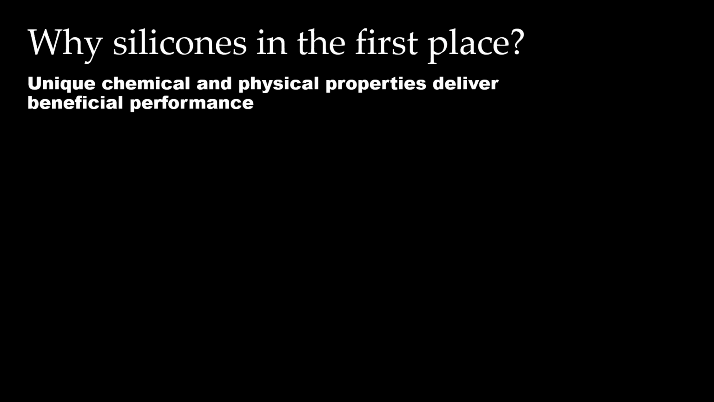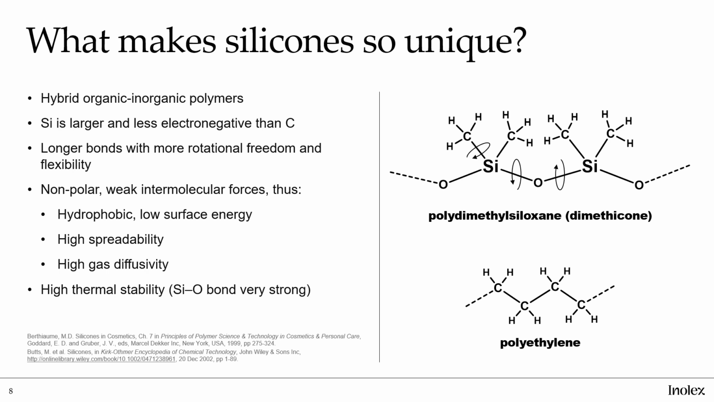So why silicones in the first place? To understand how this category of ingredients became so prevalent and so widely used in the hair care category, we need to take a look at their chemistry and understand some of the unique properties that result in their beneficial performance. So to understand why silicones are so unique, we really need to start at the molecular level. In fact, we have to start at the atomic level.